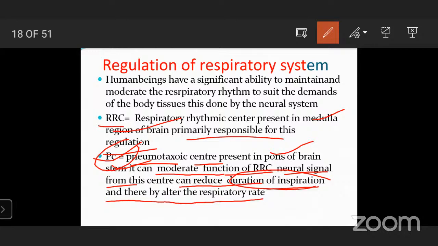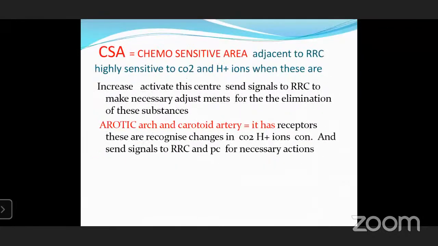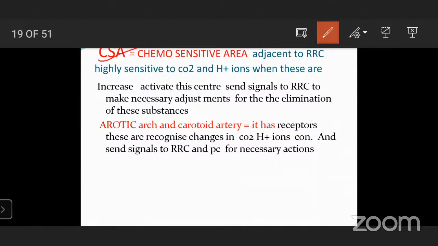And the next one is the CSA. What is CSA? RRC means respiratory rhythmic center, and PC means pneumotaxic center, right? But this is the CSA, the chemosensitive area. The RRC is present in the medulla of the brain, the PC is present in the pons of the brainstem, but the CSA is adjacent to the RRC. It is highly sensitive to carbon dioxide and hydrogen ions.